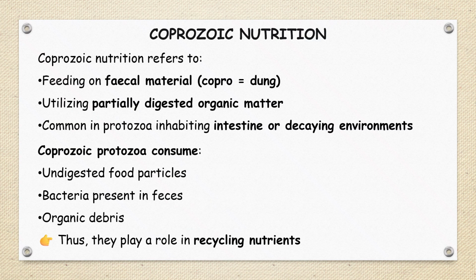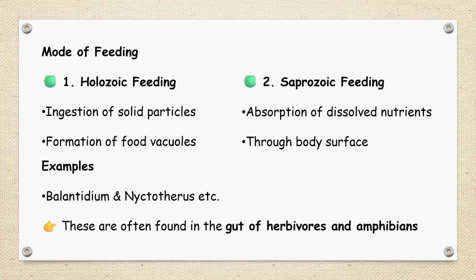Moving to the next type of the mode of nutrition, that is coprozoic type of nutrition, where the protozoans are going to feed. Copro means the dung, the fecal matter basically, that is going to be digested and later converted into simpler food forms, and that is going to be absorbed. So in coprozoic nutrition, they feed on fecal matter which is present in nature. And again, how are they going to take this fecal matter?